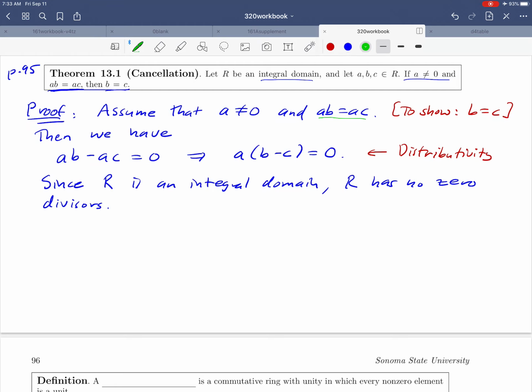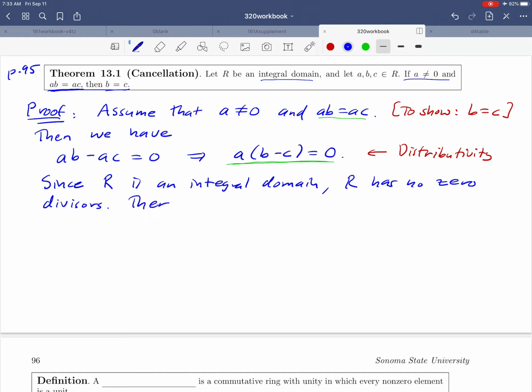Okay, so what does that mean again? Well, the fact that R has no zero divisors means that if we have a statement like this, a product of two numbers that equals 0, it simply can't happen that both A and B minus C are non-zero. If it did, we would have a zero divisor. So since we know that A is not equal to 0, that means that B minus C has to be 0. That's the only way that this can be true, given that our ring has no zero divisors.